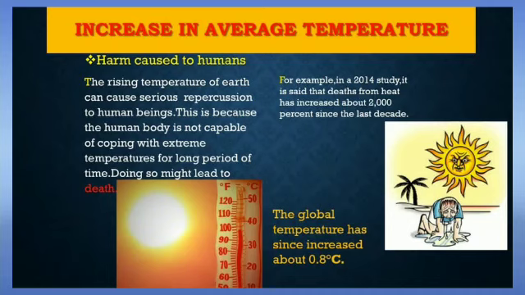Harm caused to humans. The rising temperature of Earth can cause serious repercussions to human beings. This is because the human body is not capable of coping with extreme temperature for a long period of time. Doing so might lead to death. For example, in a 2014 study, it is said that deaths from heat have increased about 2000% since the last decade. The global temperature has since increased about 0.8 degrees Celsius.